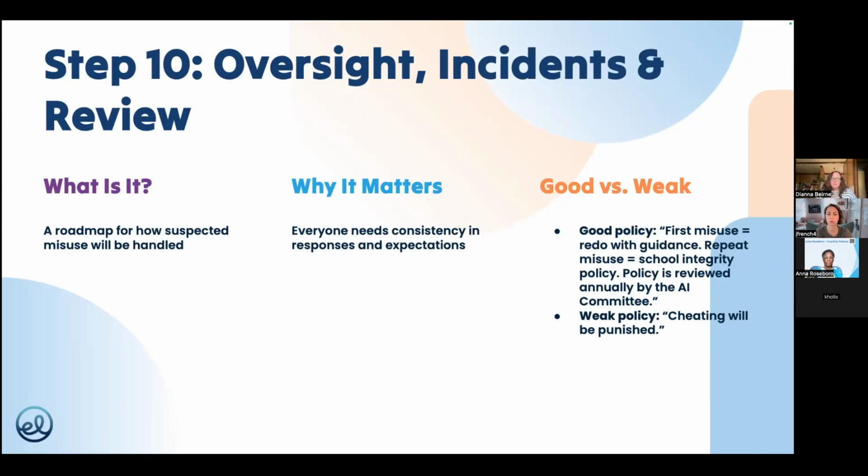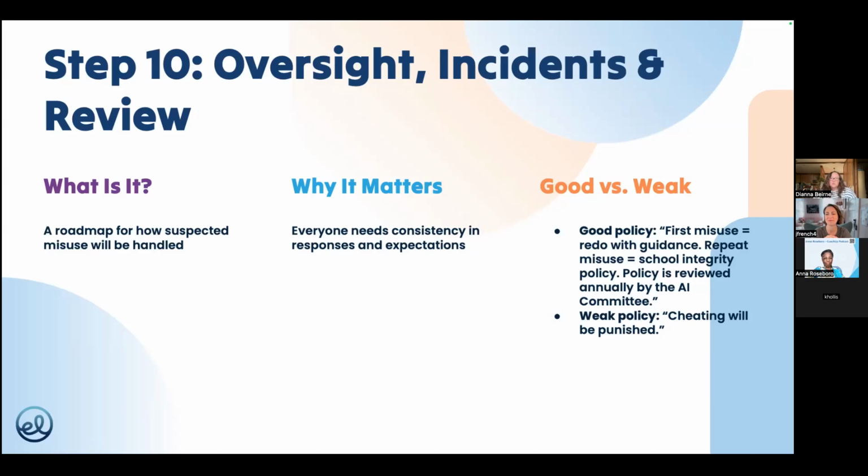A good policy might say, first misuse, you redo with guidance. Essentially, think of it as like a checklist, like if this, then this. The first time you misuse it, you'll have to redo it with guidance. Repeat mistakes, then you're going to go with your school integrity policy. And the policy is reviewed annually by an AI committee. That's just an example. A weak policy example might be cheating will be punished.